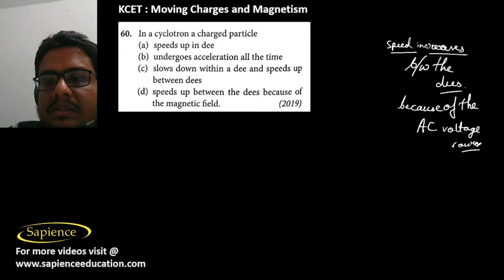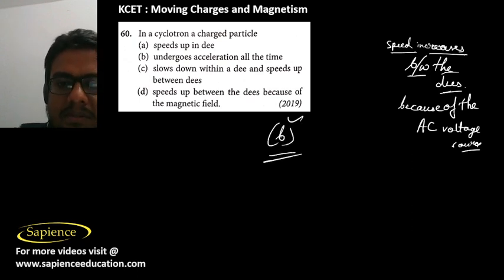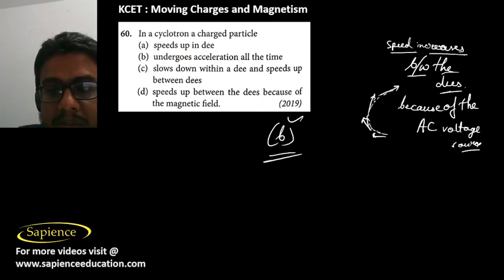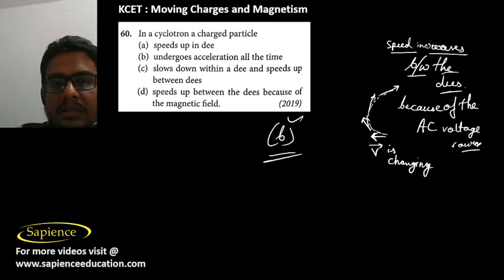So its speed increases in between the d's, but it undergoes acceleration all the time. So option B is the correct answer. Since it is going in a circular path, the speed is kept the same, but the velocity is continuously changing. So it is undergoing acceleration all the time.